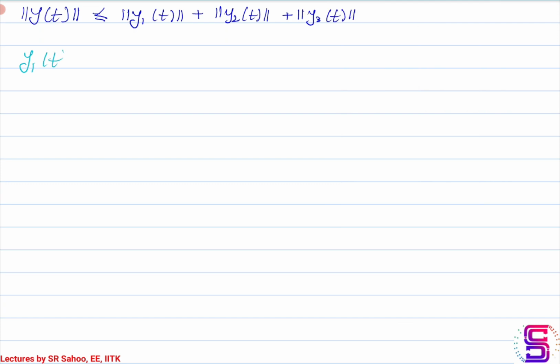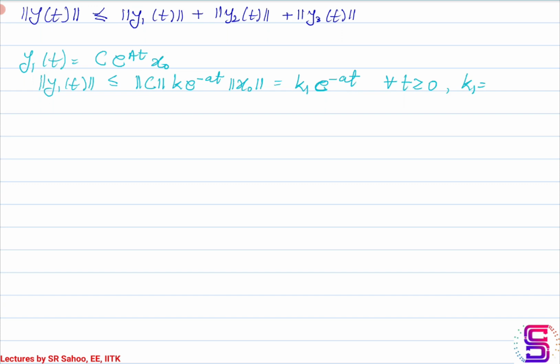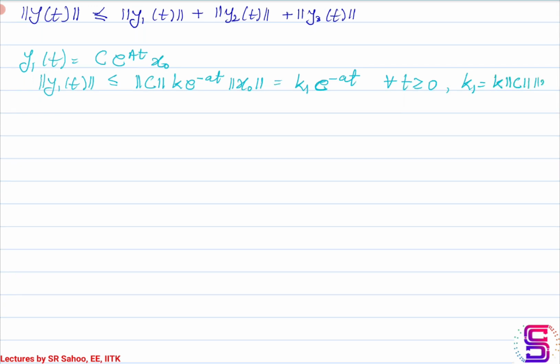Okay, I will start with y1. So y1(t) is C e^(At) x0. So the norm of y1(t) is going to be less than or equal to the norm of C times k e^(minus at) times the norm of x0. Okay, so this is nothing but k1 e^(minus at) for all t greater than or equal to 0, with k1 being k times the norm of C times the norm of x0. So from here we have that the L infinity norm of y1_tau is going to be less than or equal to k1. Okay, this one we're talking of p equal to infinity.